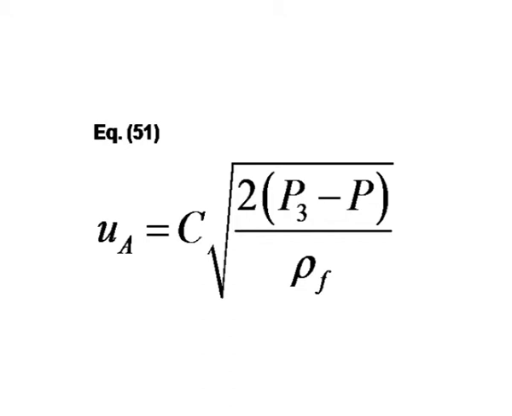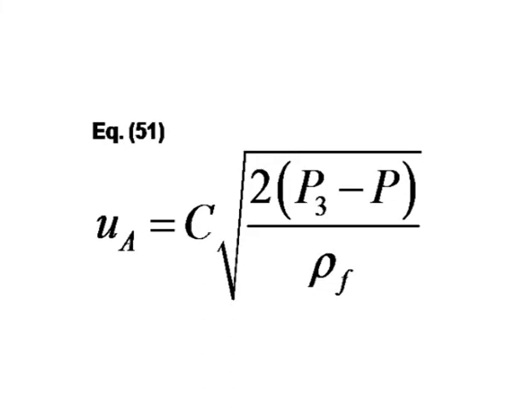We obtained this equation using the Bernoulli equation, which requires the fluid to be inviscid. In other words, the viscosity is equal to 0. This equation may be modified for real fluids by introducing a tube coefficient C. Therefore, equation 50 will become UA is equal to C into square root of 2 into P3 minus P4 divided by rho F. This equation indicates the fluid velocity in a stream at any desired location can be determined using a pitot tube by measurement of the pressure difference.